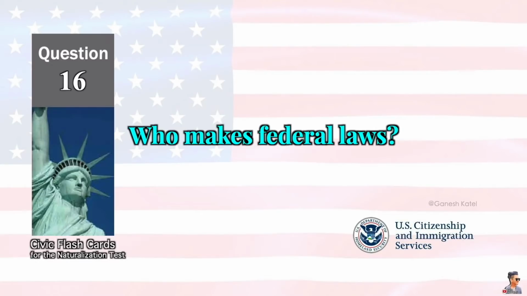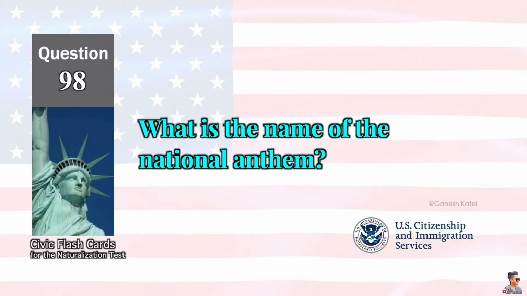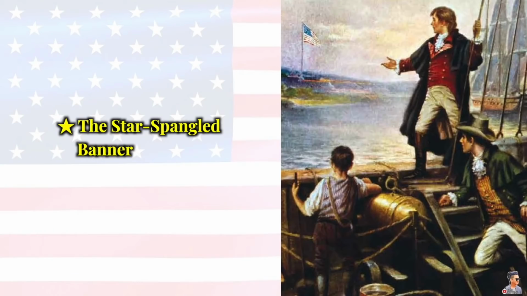Who makes federal laws? Congress. Senate and House of Representatives. U.S. or national legislature. What is the name of the national anthem? The Star-Spangled Banner.